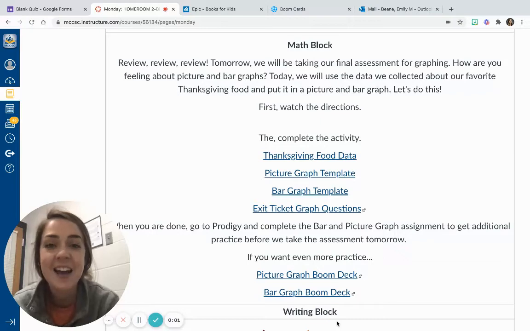Second graders, I am going to walk you through today's math block. There's a few things that I want to tell you about and show you, and then I will send you on your way. Tomorrow, we are going to be taking our picture graph and bar graph assessment. Now, we took our benchmark long ago, and we've taken a check-in, and we spent last week talking about picture and bar graphs. We're going to review today, and then tomorrow you will take that assessment.